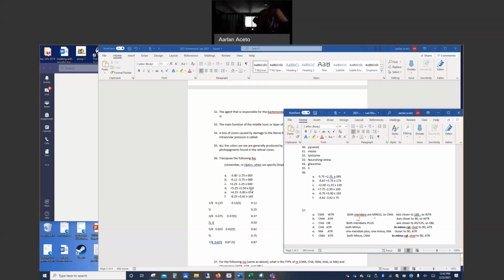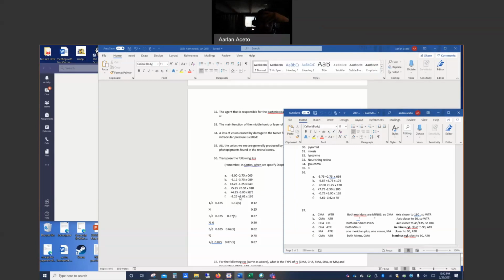If you're having trouble with math, we do have tutoring services through the college. Plus 4.25 and a minus 5. If you combine them, it is a minus 0.75. Change the sign, and then change the axis by 90 degrees. Minus 0.75, plus 5, axis 165.